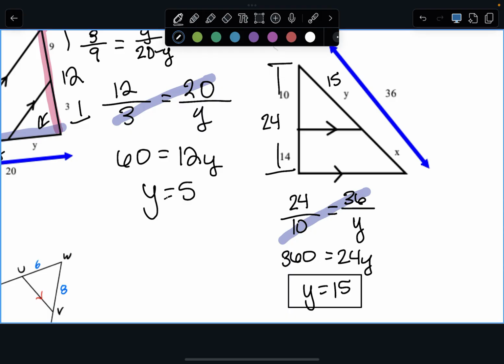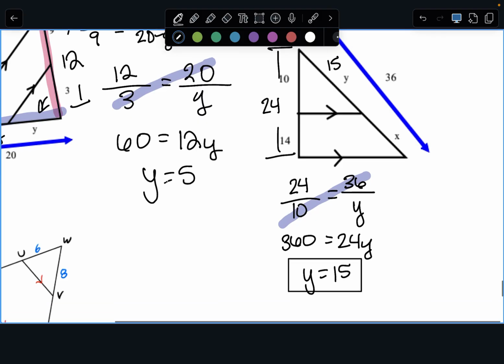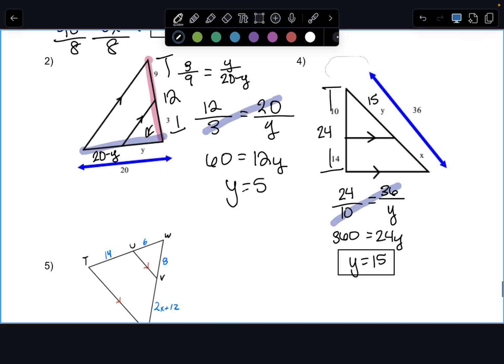Now that we have y, I could do part over part, 10 over 14 is equal to 15 over x. I could do that. I'm not going to reuse this answer just in case it's wrong. It's not, but like on a test, I wouldn't reuse it just in case. So let's use our whole method again. So let's do whole over part.